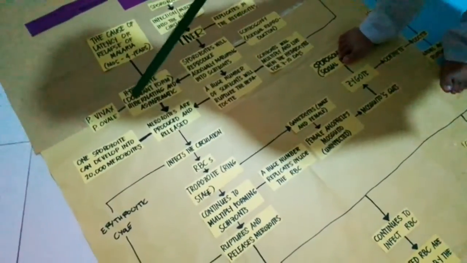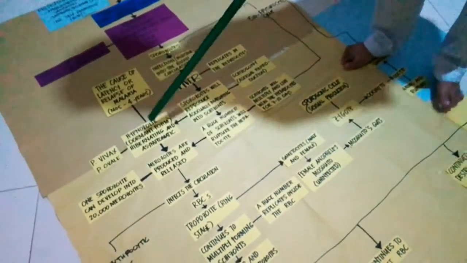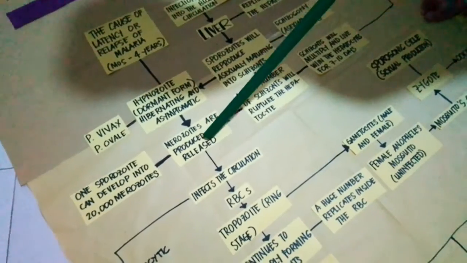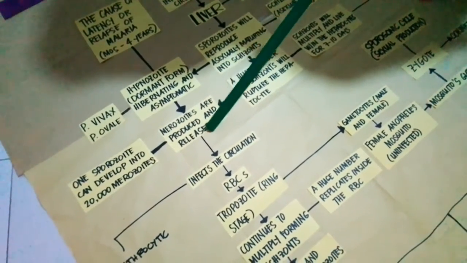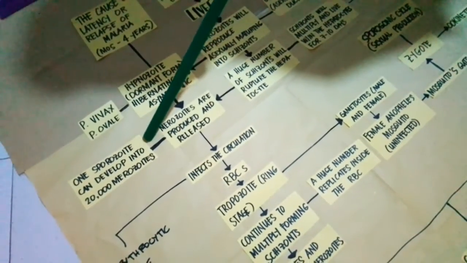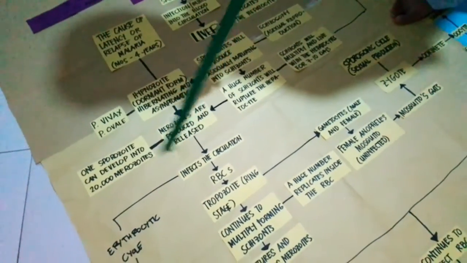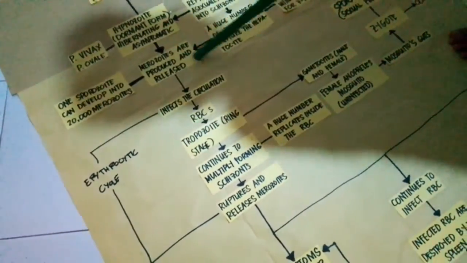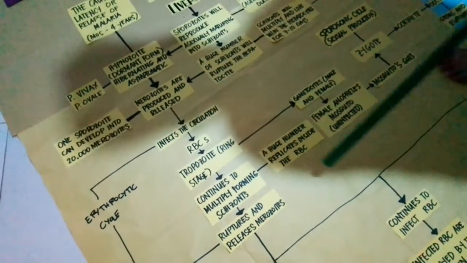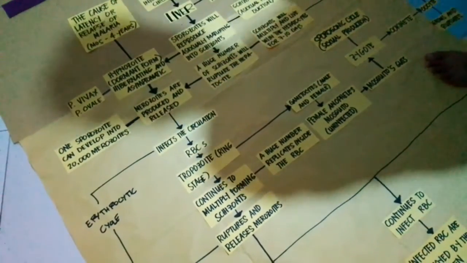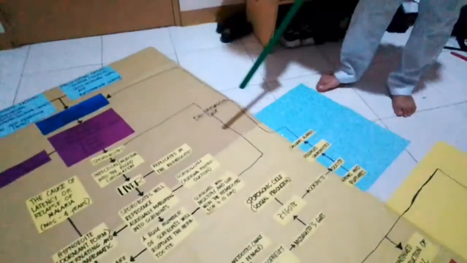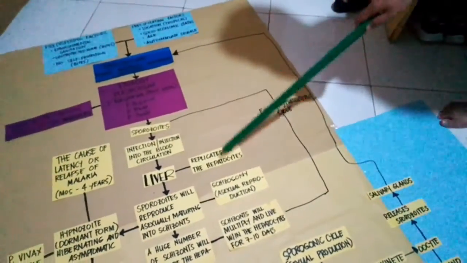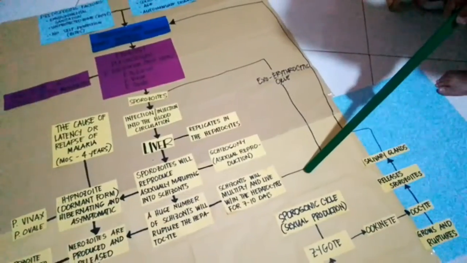And then once they become infective, they will form into merozoites. I remember that one sporozoite can develop into 20,000 merozoites. So the infection from the liver to the blood is strong and fast. Then after the merozoites, they will start to, from the sporozoites up to the formation of merozoites, release.